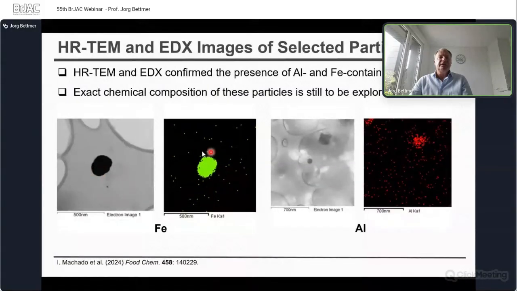But the EDX data give us a very impressive picture that this particle is based on iron, and it's probably an iron oxide particle. In the case of aluminium, it's very similar as well. We have here a smaller particle, which obviously does not contain any aluminium, but here we have not a spherical one, but another particle that contains a high concentration of aluminium. And this is a very nice indication and a proof that the results of the single particle ICP-MS somehow make sense.